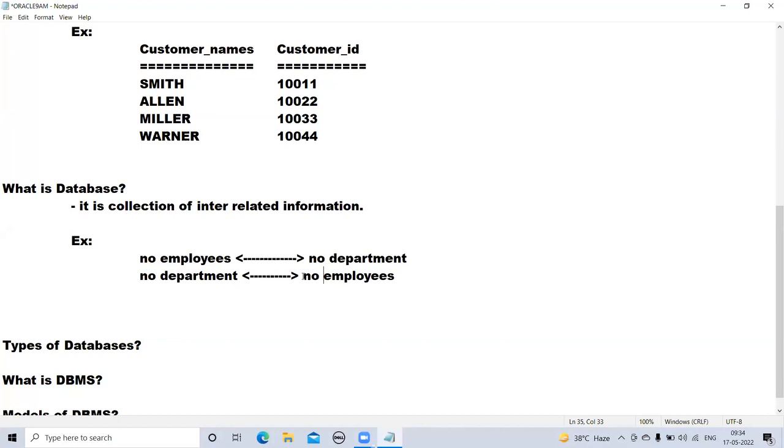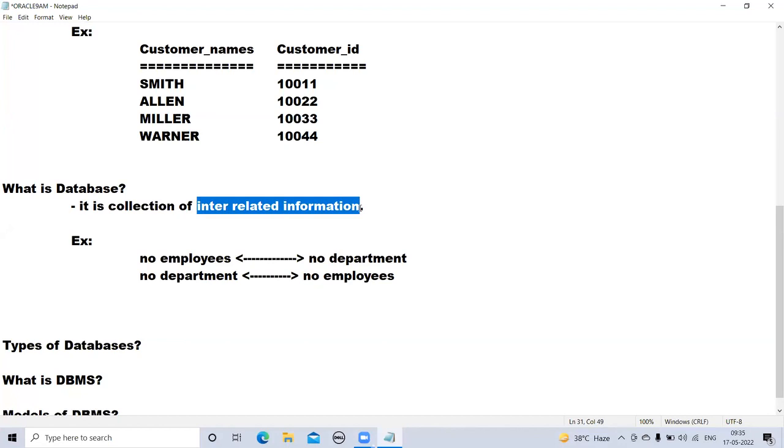Yes, definitely. Because we said department is nothing but a group of employees. When we have people, then I can form a department. When the employees are not there, how can I form a department? It's not possible. So no employees, no department; no department, no employees. That means both depend on each other. Employees depend on department, and departments depend on employees. This kind of information is called interrelated information.